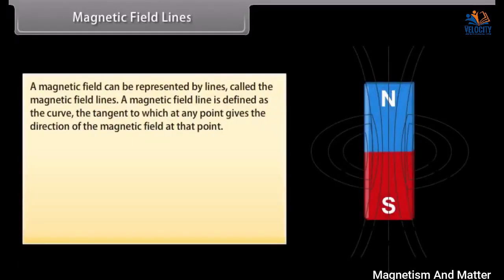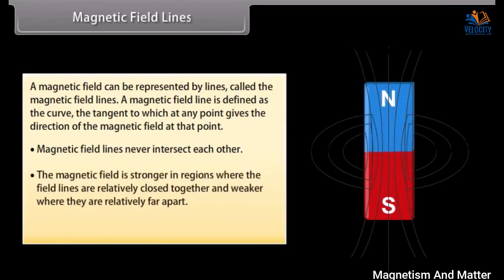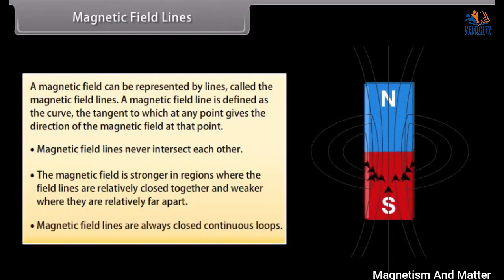Magnetic field lines. A magnetic field can be represented by lines called the magnetic field lines. A magnetic field line is defined as the curve, the tangent to which at any point gives the direction of the magnetic field at that point. Magnetic field lines never intersect each other. The magnetic field is stronger in regions where the field lines are relatively close together and weaker where they are relatively far apart. Magnetic field lines are always closed continuous loops.